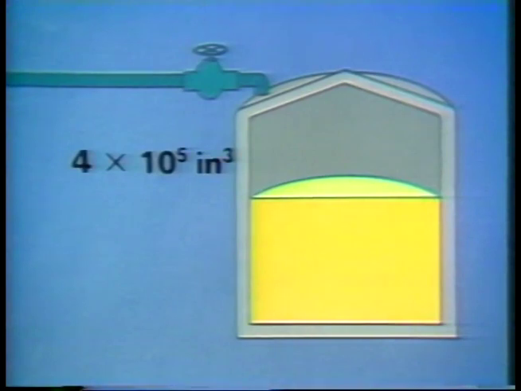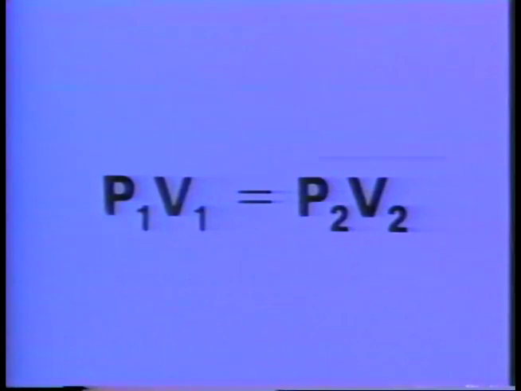We'll find the pressure after we've reduced the air volume in the tank to 4 times 10 to the 5th cubic inches. Because the tank is so large and it takes a long time to fill it, the temperature change is negligible, and we can use the equation P1 times V1 equals P2 times V2.